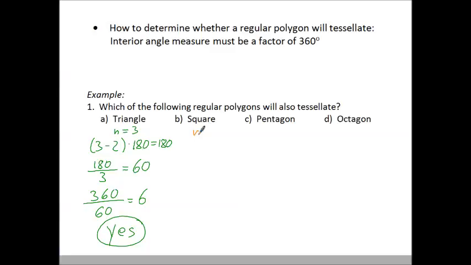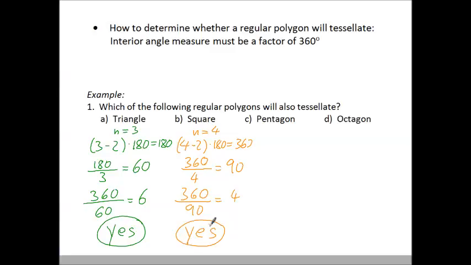How about squares? We saw that n is equal to 4. (4 minus 2) times 180 is equal to 360. 360 divided by 4 is equal to 90. And now we already know if we take the 360, which is also the measurement of a circle, and divide it by the 90, we get 4. So the answer is yes.